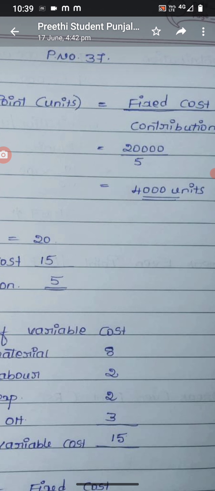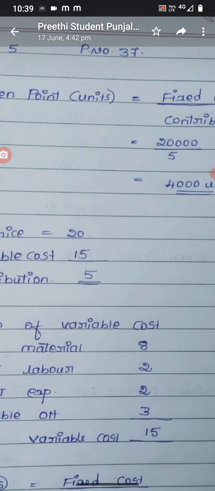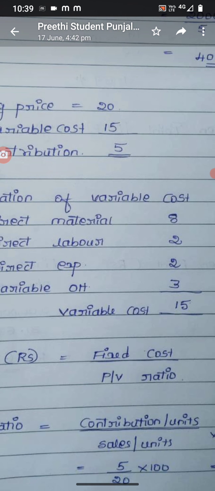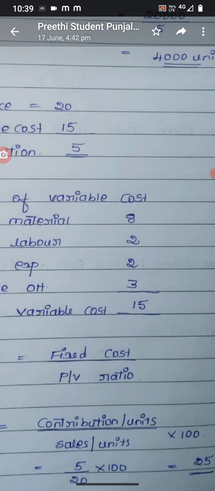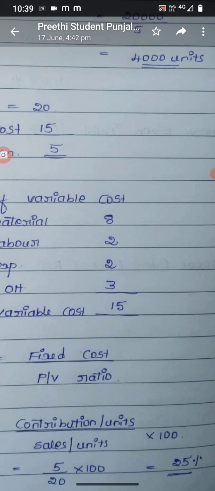So 20,000 divided by 5, you will get 4,000 units. Now you can find out break-even in sales. Dear friends, break-even sales is fixed cost divided by PV ratio. PV ratio is calculated by contribution per unit divided by sales price per unit into 100. Contribution we have calculated as 5. Sales price per unit is 20, into 100 because it is a ratio. So that comes to 25%.